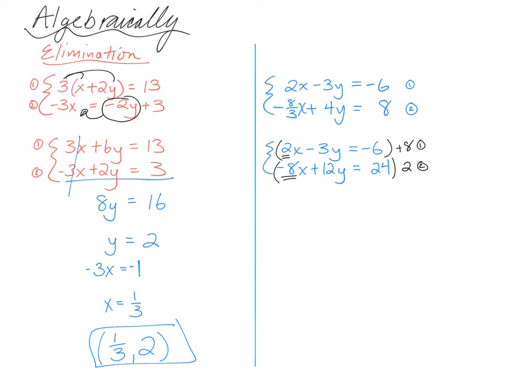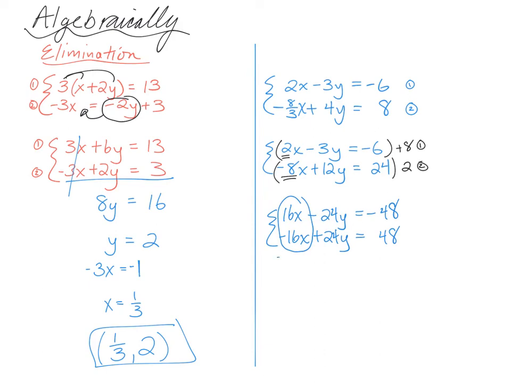All right, so the top equation times 8, or equation 1 times 8, would be 16x minus 24y, ooh, that's a lot, equals a negative 48. The second equation would be negative 16x, and you can see we have the opposite coefficients there, plus 24y equals 48.